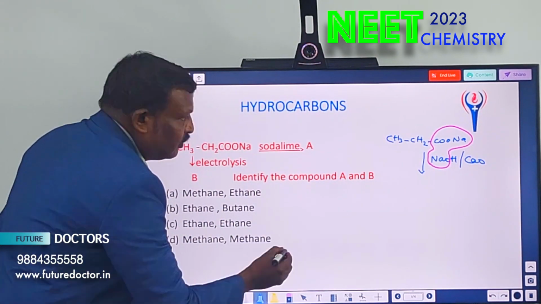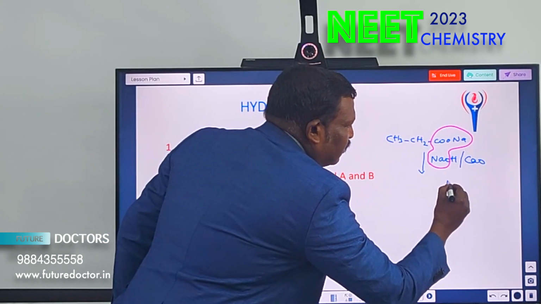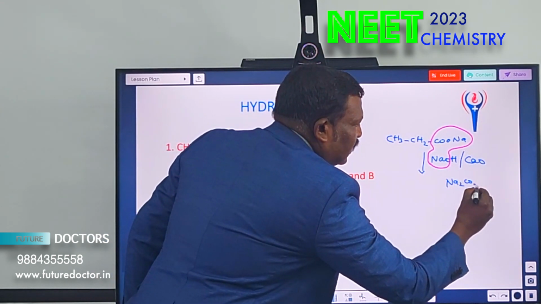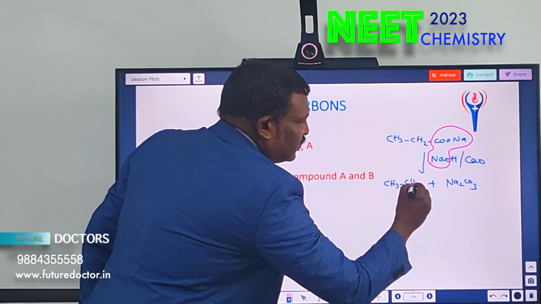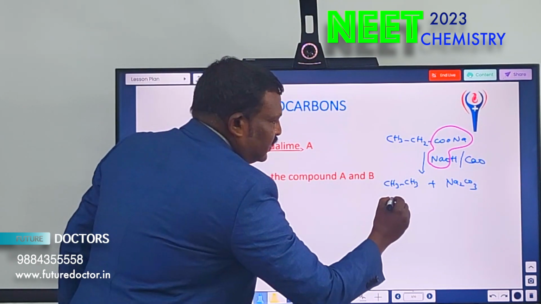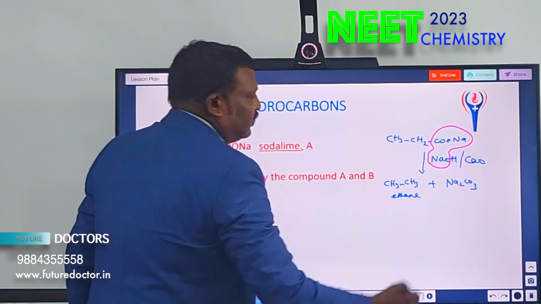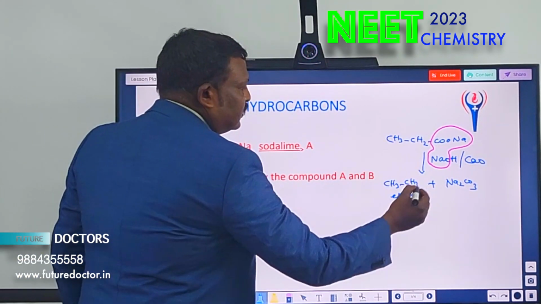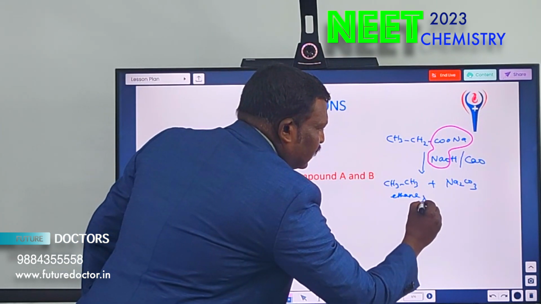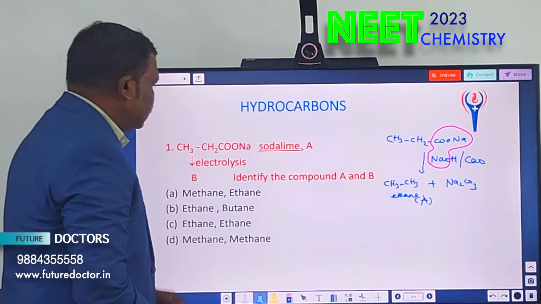That is, sodium carbonate is removed. So what will the product be? Sodium carbonate, Na2CO3, will be removed, plus H goes here. Now it becomes CH3. Understood? So ethane is obtained. CH3CH3 is called ethane. Again, the same compound undergoes electrolysis. This is the first one. So A is ethane. Then next one.